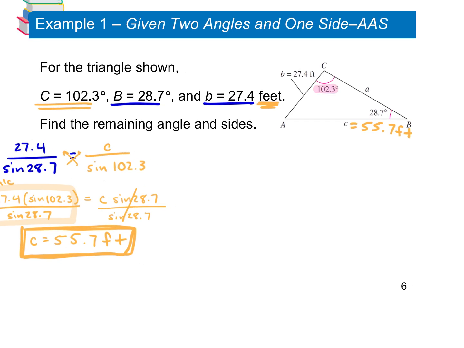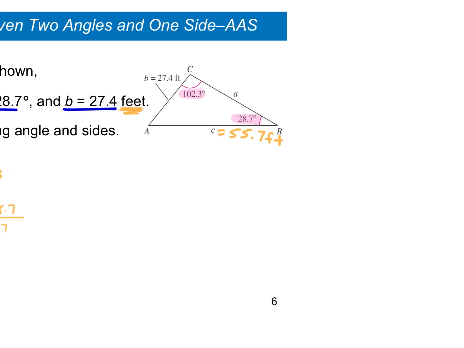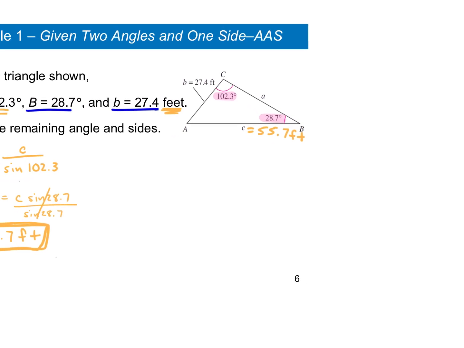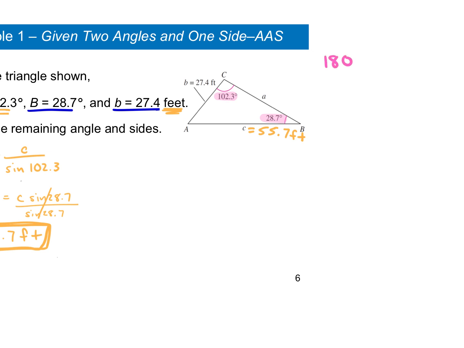So if it gives us 2 angles of the triangle, what do we know that all 3 angles are going to add up to? 180. So I can add the 2 angles that are given and subtract from 180, or just do 180 minus the 2 angles, 102.3 minus 28.7. Same thing. You could either add them together, subtract from 180, or just subtract them separately. Just put it into your calculator. We have 180 minus 102.3 minus 28.7. So you should get 49 degrees. So angle A is 49 degrees.